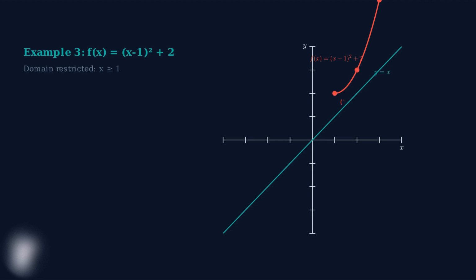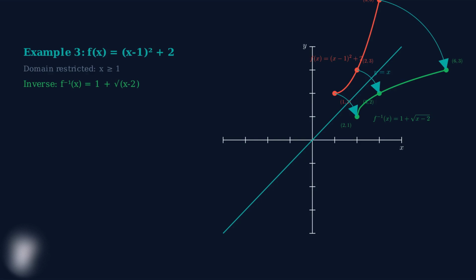Key points on this function include 1, 2 at the vertex, then 2, 3, and 3, 6. Now let's find and graph the inverse function. The inverse function is f inverse of x equals 1 plus the square root of the quantity x minus 2. This function is defined for x greater than or equal to 2. Perfect. The reflection property holds true again. The point 1, 2 becomes 2, 1, the point 2, 3 becomes 3, 2, and the point 3, 6 becomes 6, 3. Every coordinate pair swaps perfectly. These arrows illustrate the reflection process for all 3 points.